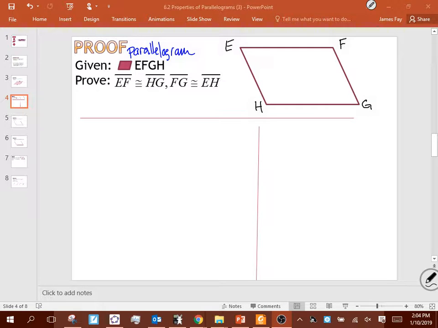Okay, so when we see here in the given, this symbol here, that means parallelogram, right? So we're being told EFGH is a parallelogram. So that's our given. Yep. So number one, EFGH is a parallelogram.